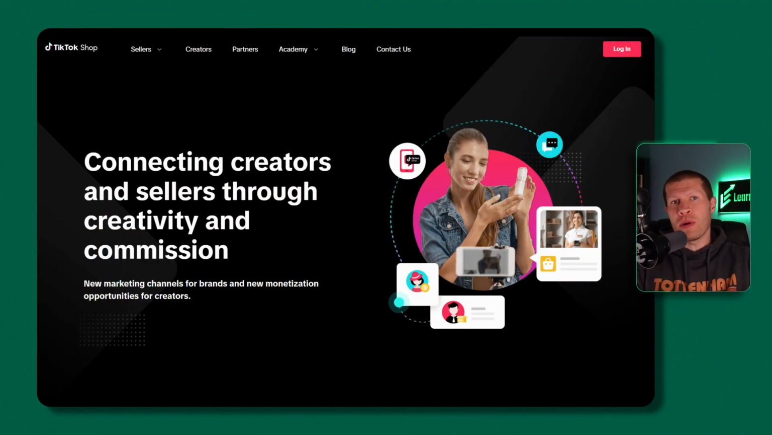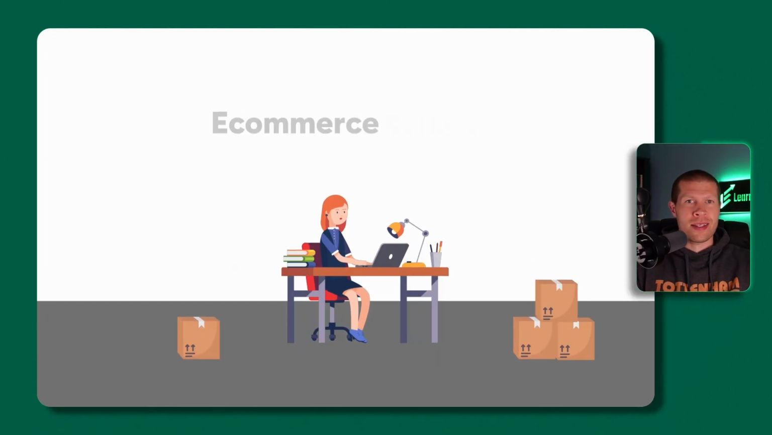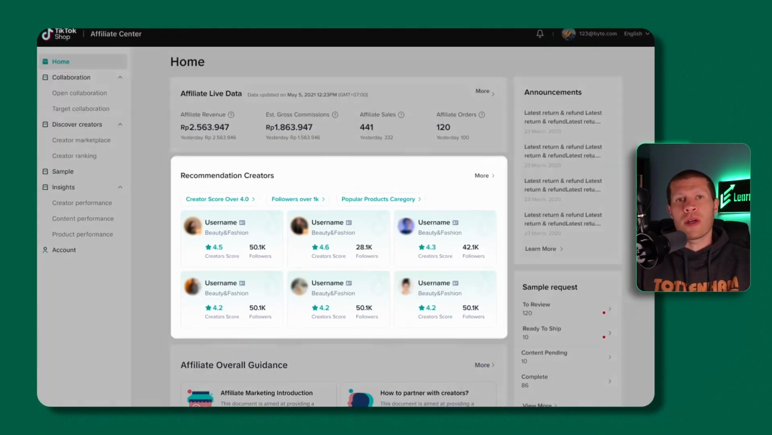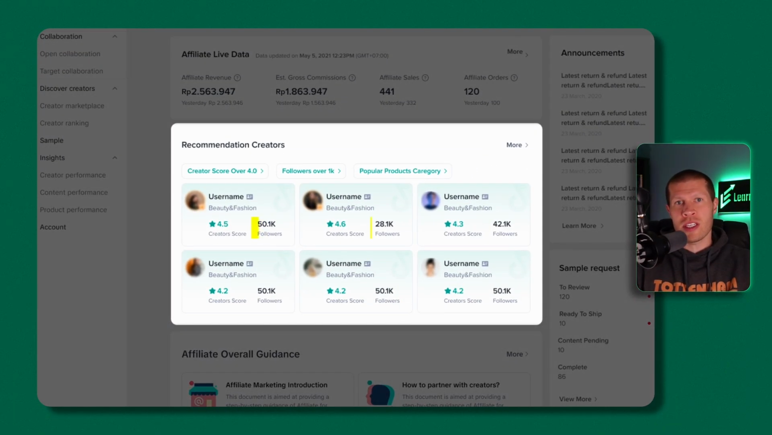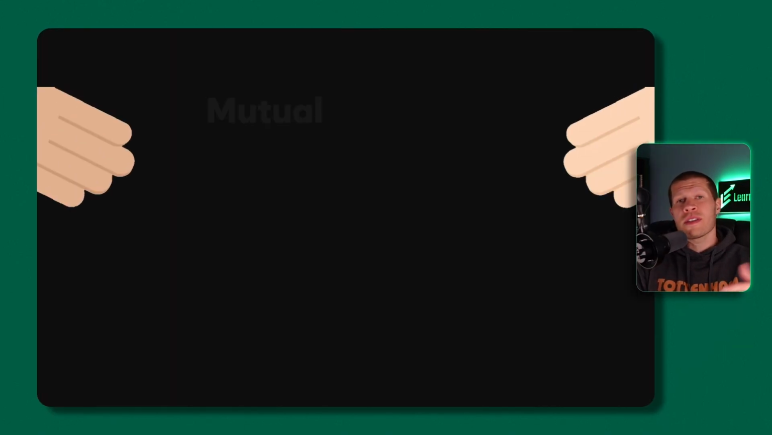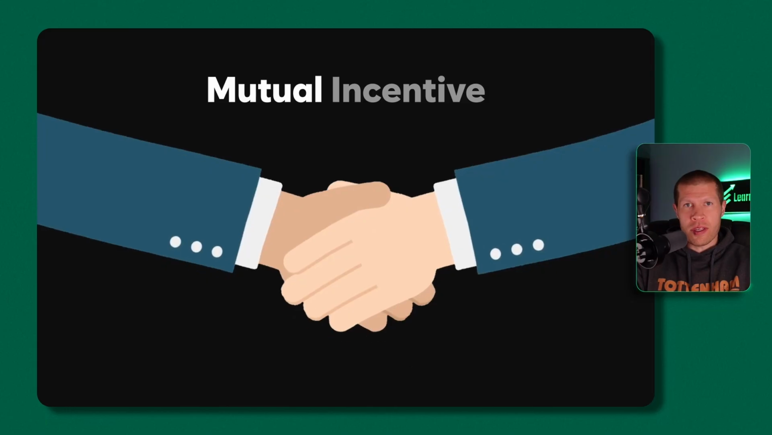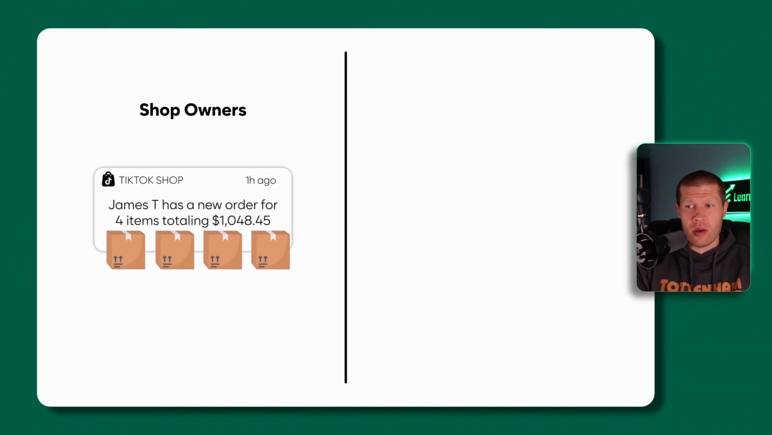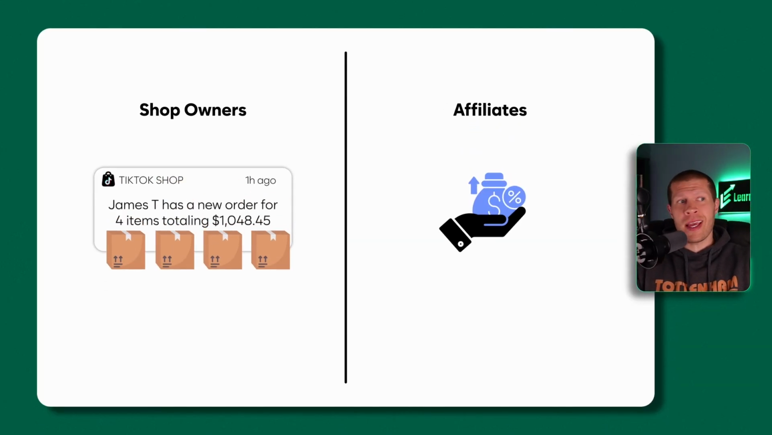Now, hands down, one of the coolest things about TikTok's e-commerce ecosystem is that they've built an affiliate marketing program that connects e-com sellers like you and me to content creators and content pages that already have the audience that would be interested in our products. And there's now a mutual incentive to sell these products, right? Shop owners get sales and affiliates get commission and another way to monetize their audience with related products. It's literally revolutionized e-commerce for the better.